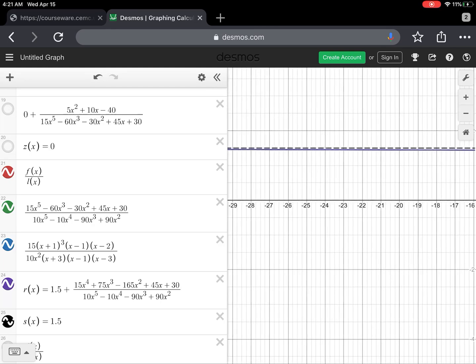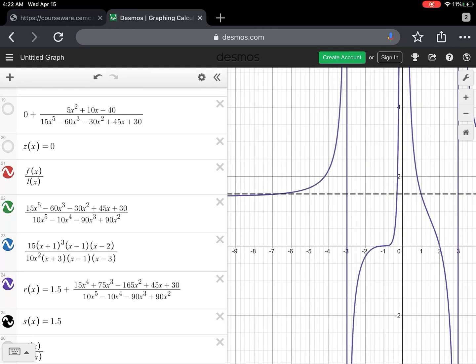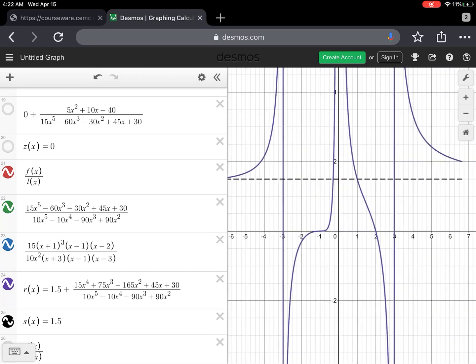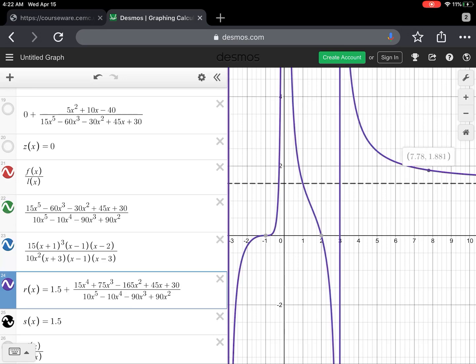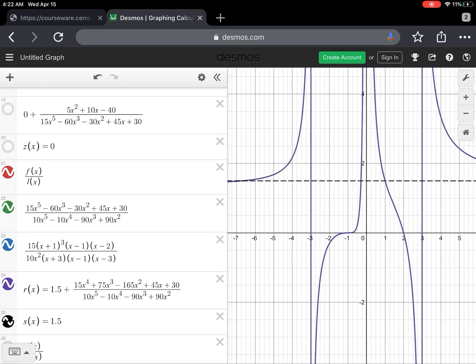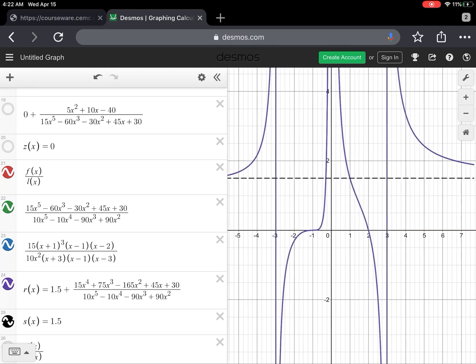So I'll bet when we go to our equation, we'll see that on the left-hand side, the extra little bit will be negative, and on the right-hand side, it'll be positive, because on the right-hand side you can see it's a little bit above the asymptote. On the left-hand side, it goes below the asymptote. So let's check it out.